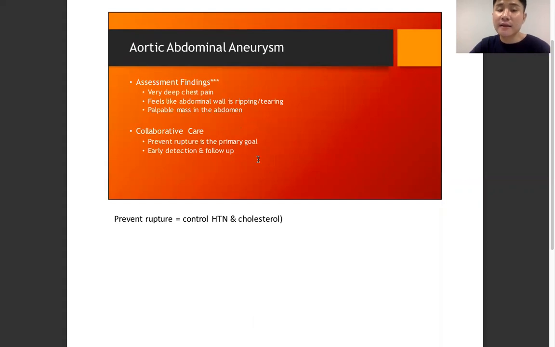How do we assess? These patients will have a very deep chest pain and they feel like the abdominal wall is ripping or tearing. There will be a palpable mass in the abdomen.